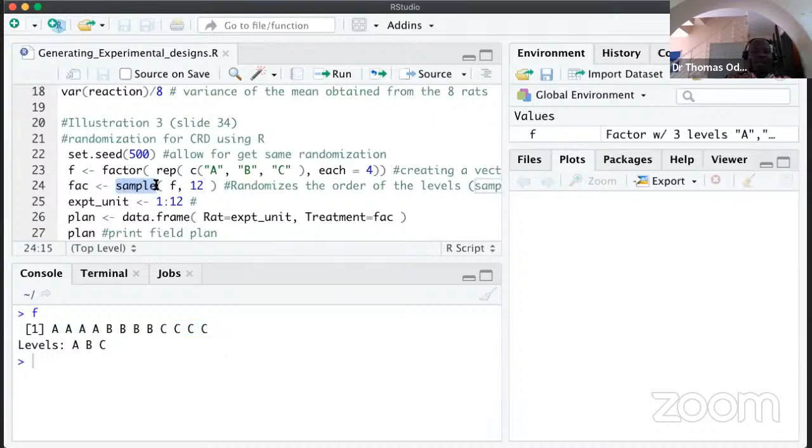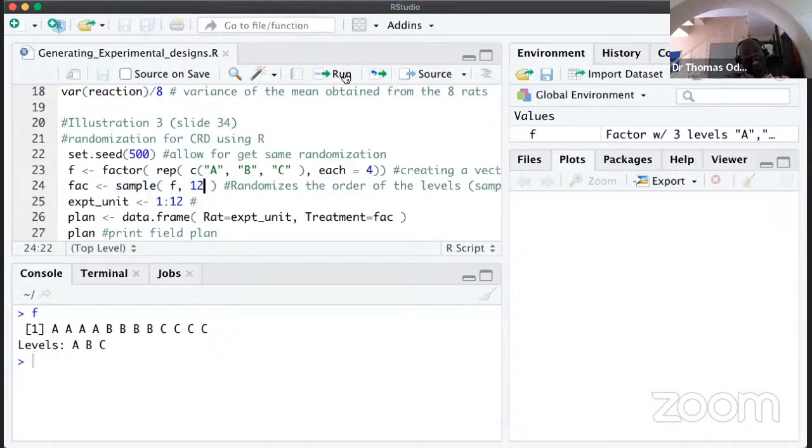So we use the word sample. This is a function. So what does this function do? From our object, which is A, B, B, B, B, B, C, C, C, C, it now tries to assign them to the 12 experimental units that we have. So this command says go to this set here, pick one element from that set, and assign it to our experimental unit number 1. Don't replace that one back. Now go and pick for experimental unit 2, pick for 3, pick for 4, pick for 5, until you finish all the 12. So this is what we call sampling without replacement.